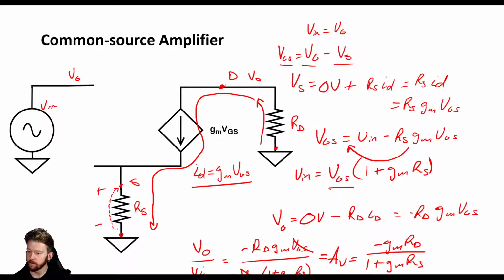Now, the trick with RD is that as we increase RD, we're only going to be able to provide less current, and that might actually reduce our GM, or our transconductance, enough that we're not actually increasing our gain. Okay, so this might be something pretty important that you need to consider.